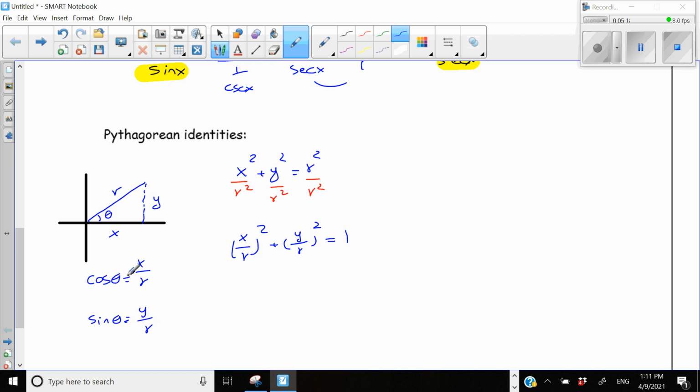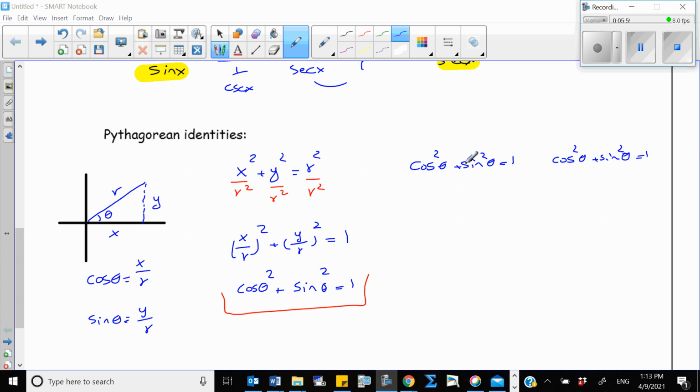Now, let's go back here. x over r was cosine, so I can replace this with cosine. Instead of x over r, I'm going to write cosine squared. And y over r is sine. Oh, I'm sorry. It's better if we write it theta because we are working with angle theta. So it's cosine of theta squared plus sine of theta squared equal to 1. And we call this the Pythagorean identity.